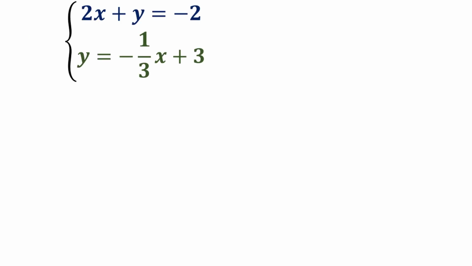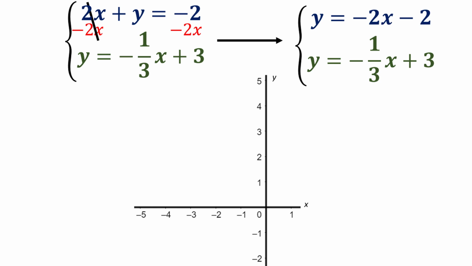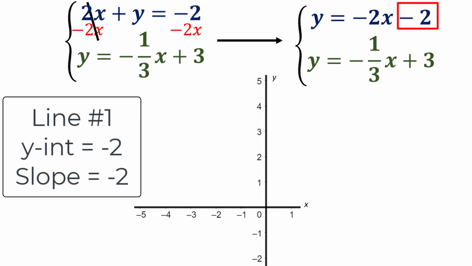We are given the system of linear equations 2x plus y equals negative 2 and y equals negative 1/3 x plus 3. Subtracting 2x from each side of the first equation, we can rewrite it in slope-intercept form as y equals negative 2x minus 2. We can graph each line by using the y-intercept and slope. The y-intercept of line number 1 is negative 2, and the slope is also negative 2.